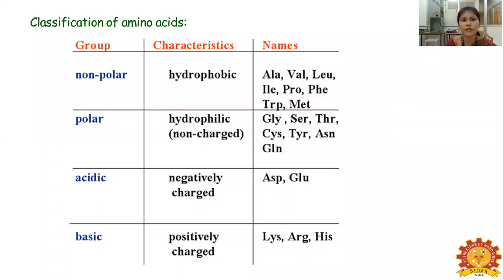So in the classification of amino acids, if we see 4 categories: non-polar, that means hydrophobic in character. In that there will be alanine, valine, leucine, isoleucine, proline, phenylalanine, tryptophan, and methionine. And the polar group will be hydrophilic. They are glycine, serine, threonine, cysteine, tyrosine, asparagine, and glutamine. Next comes the acidic, that is negatively charged, aspartic acid and glutamic acid. And the basic group, positively charged: lysine, arginine, and histidine.